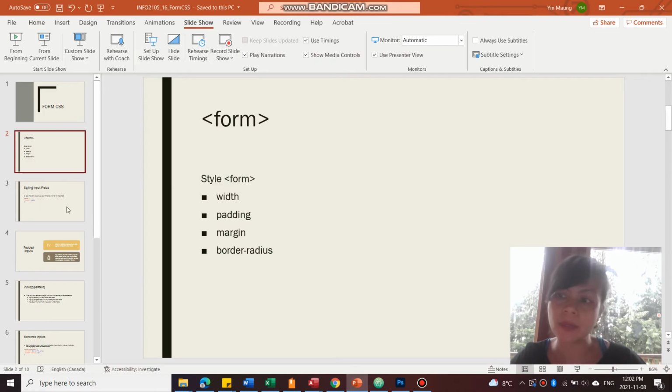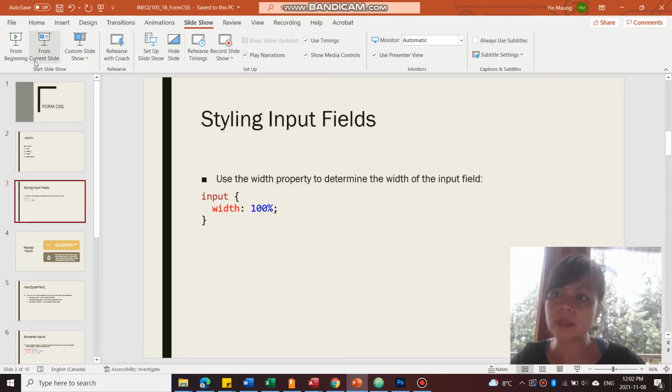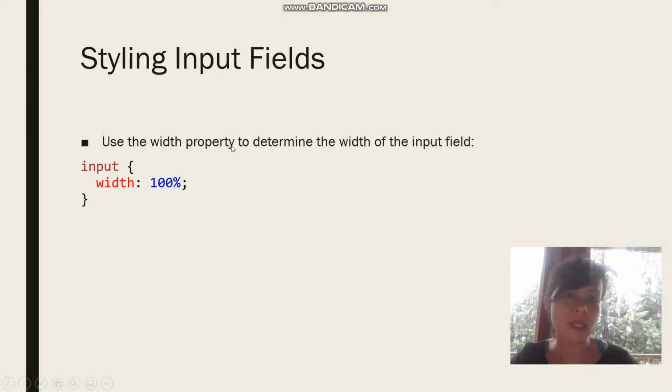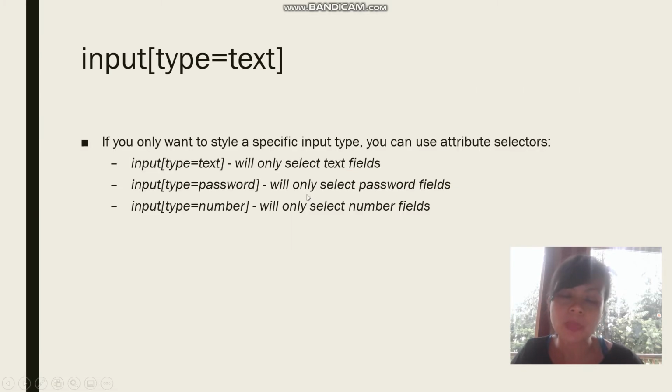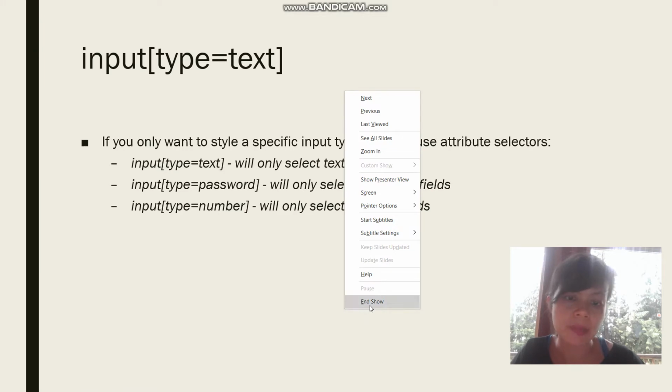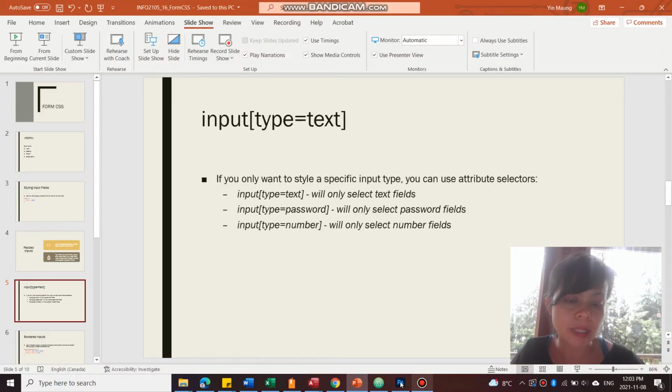Okay, going back to the PowerPoint, styling input fields. So use the width property to determine how big you want the input field to be, and the declaration will look like this: input, and you can set the width. You can also set things like the padding. So use the padding property to add the space inside each of the input fields. When you have many inputs one after another, you want to also add some space around the outside, which would be the margin.